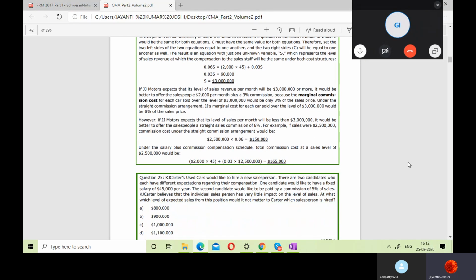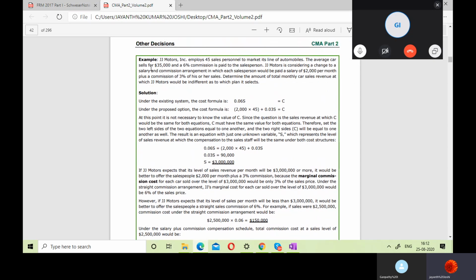Now if JJ Motors expects that its level of sale revenue per month will be 3 million or more, it would be better to offer the sales people 2000 per month plus 3% commission, because the marginal commission cost for each car sold over the level of 3 million would be only 3% of the sales price. Under the straight commission agreement, JJ's marginal cost for each car sold over the level of 3 million would be 6% of the sales price. So let's see here.